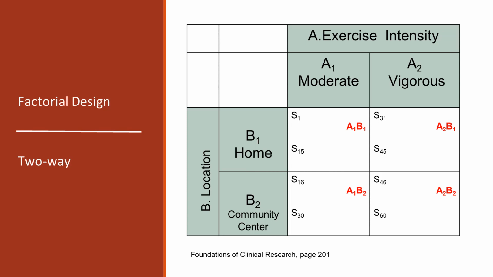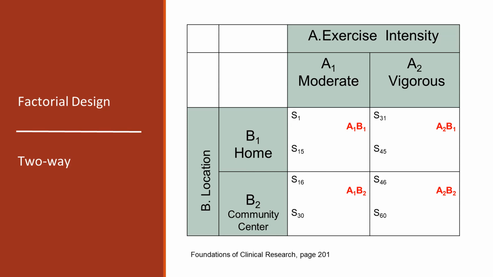In this example, the two independent variables are intensity of exercise, A, and location of exercise, B, each with two levels, 2 times 2. One group, A1, B1, will engage in moderate exercise at home. A second group, A2, B1, will engage in vigorous exercise at home. A third group, A1, B2, will engage in moderate exercise at a community center. And the fourth group, A2, B2, will engage in vigorous exercise at a community center.